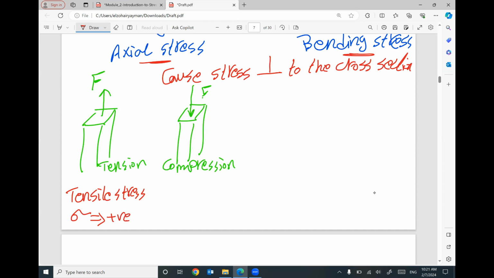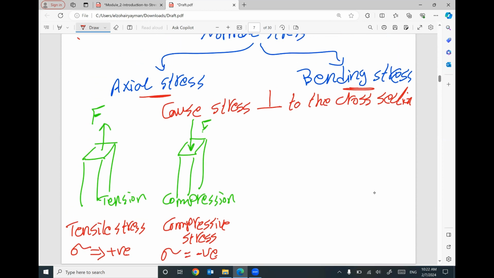If we have a compression force, it will cause compressive stress. That means the value of sigma will be a negative value. Does that make sense? So the stresses here will be perpendicular to the cross section and causing tension like this. The stresses here will be perpendicular to the cross section and causing compression like this.